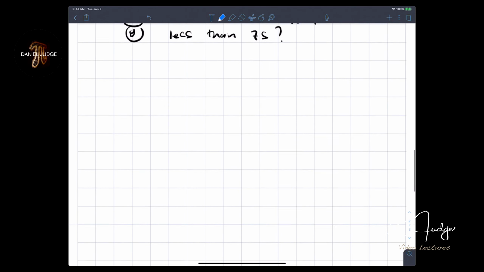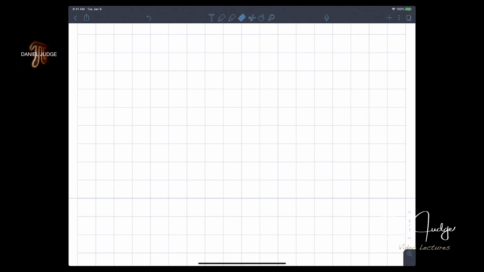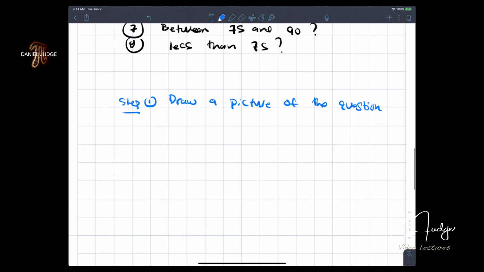Let's write down the procedure here. Here's going to be step 1. I always tell people, draw a picture of the question. So here's my first step: draw a picture of the question. And you go, what are you talking about? Go back to the question here.